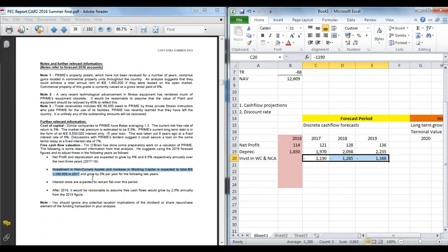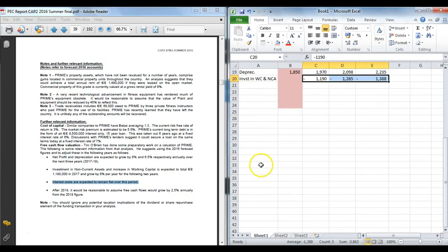Now, one other important adjustment that many students would have left out here is why you're told interest costs are expected to remain flat over this period. So when you're doing free cash flows, there are two real approaches you can use. It's either free cash flow to the firm, or free cash flow to equity. There are two different approaches, and it really depends on what information you have which one you do.